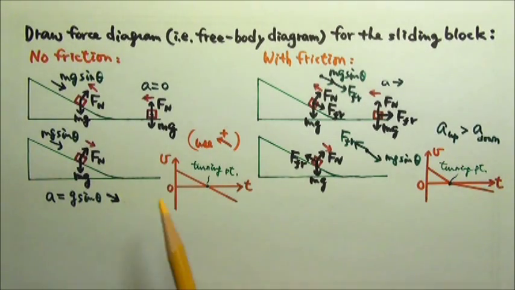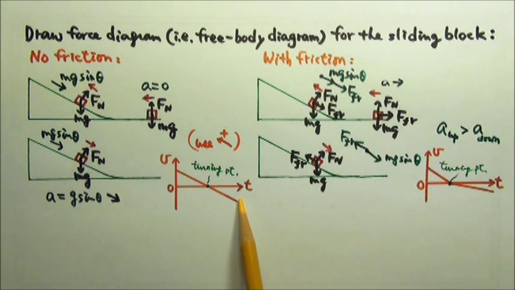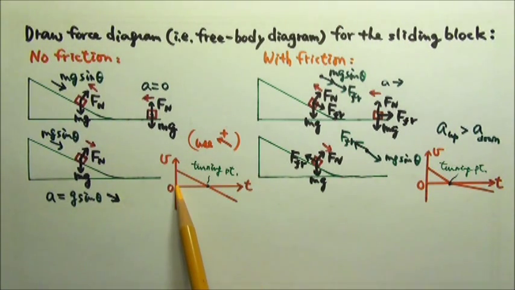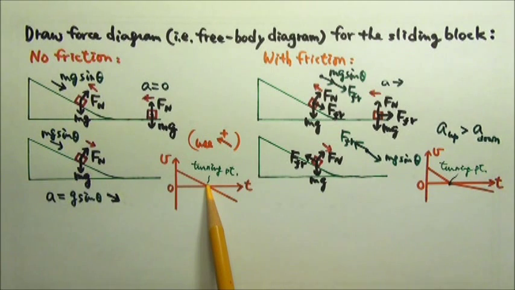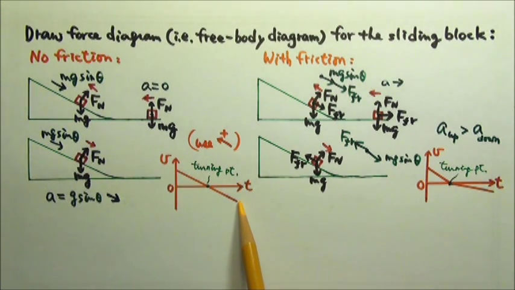While this block, because it has a constant acceleration, it does constant acceleration motion the entire time, so the upward trip and the downward trip will be symmetric. If it takes 3 seconds for the block to get to the highest point, it will take 3 seconds for the block to slide back down.